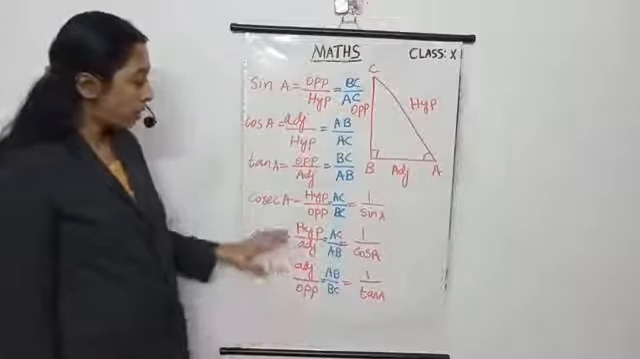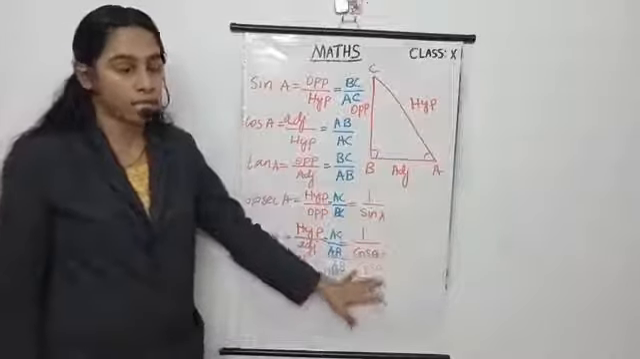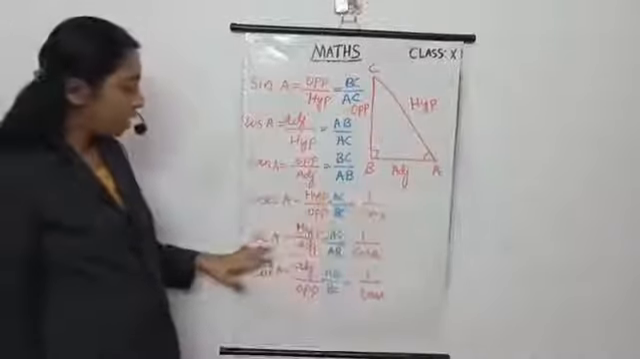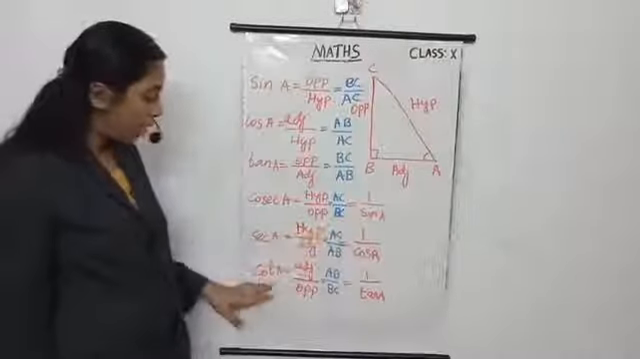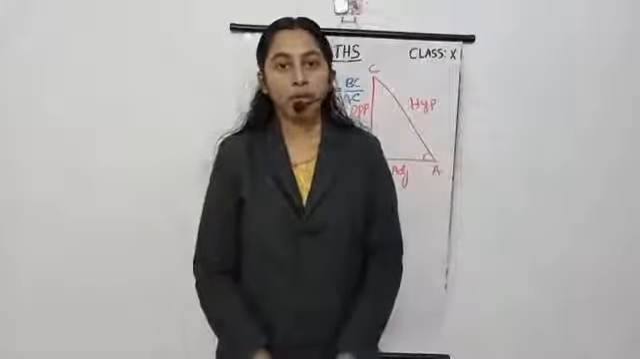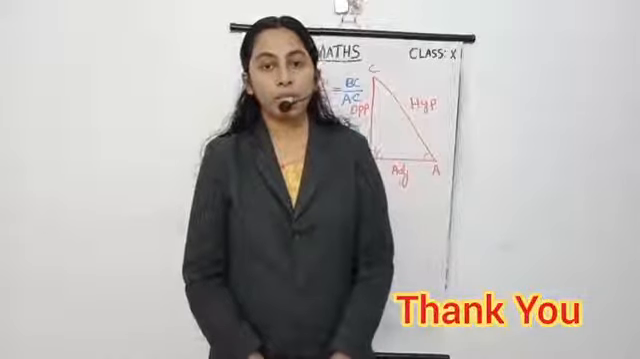And one more thing is that these three ratios are related with the other three ratios. That is cosec A is 1 by sin A, sec A is 1 by cos A, cot A is 1 by tan A. So study well, watch the videos more times and write notes also.